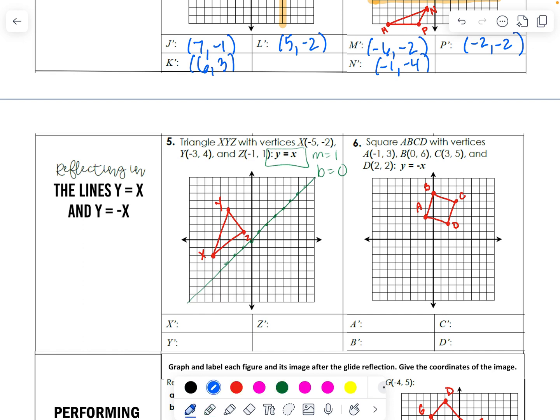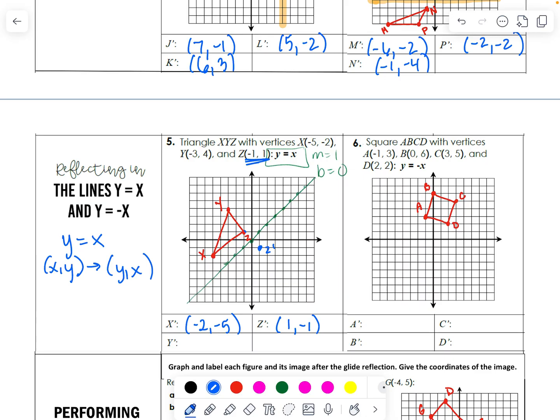For life's sake, you can count diagonals, though it gets a little tricky. But you can always do that. So Z is 1 away, so Z prime would be down here. If you look at the rule, Z prime would now be at 1, -1. And if you compare from the original, when we are reflecting across y equals x, the essential rule is that we just switch our x and y coordinates, which happened here. So for X, it's going to be -2, -5 for X prime.